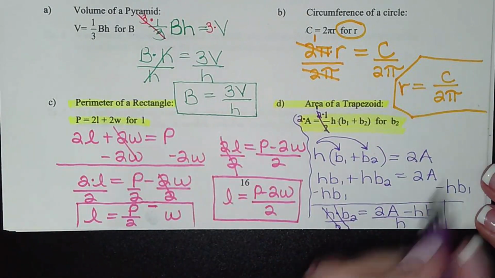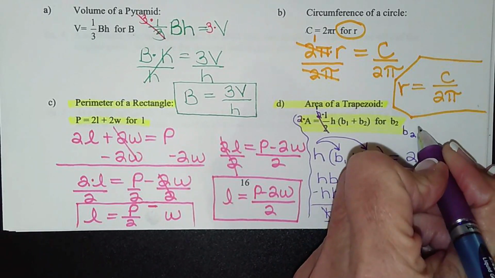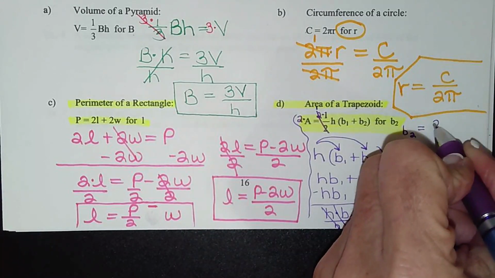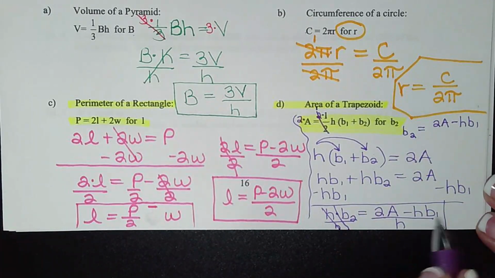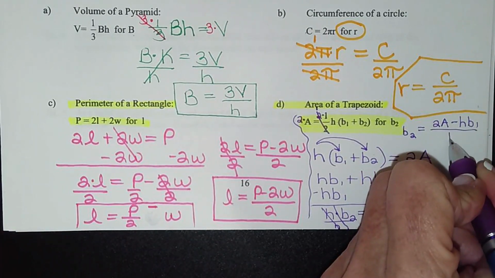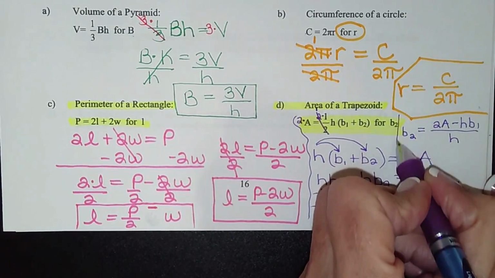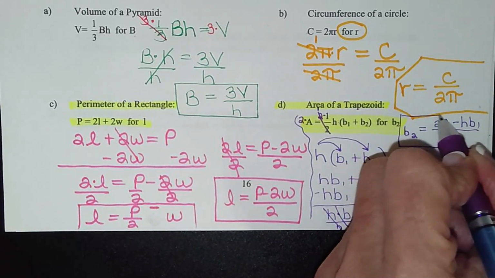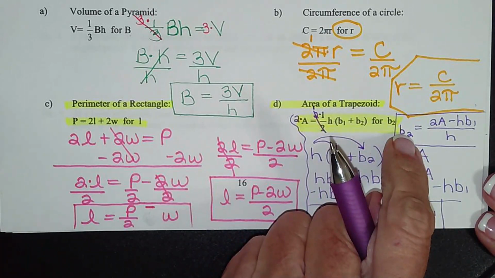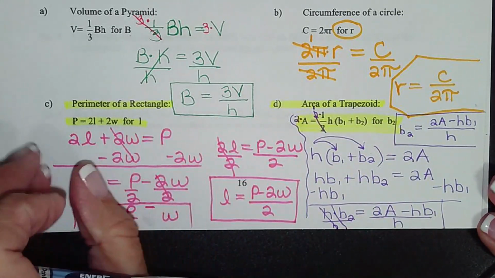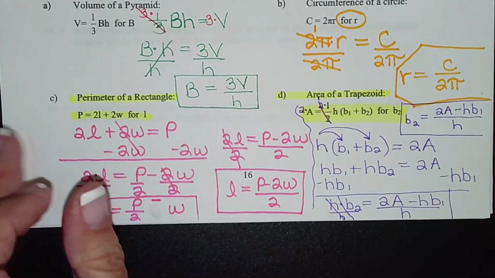I didn't have enough room to write it, but I can sneak it up here if it's bugging you that I didn't rewrite it. So it's 2a minus h b sub 1 all over h. And no, the h's don't cancel. You would have to take h out of both to cancel. So you just leave it just like that. And you always know you're done when the letter they ask you to solve for is all by itself. So basically, it's just a matter of remembering to do the opposite.